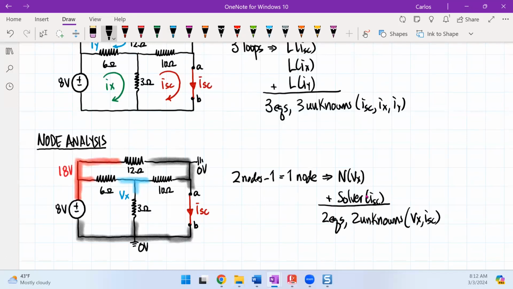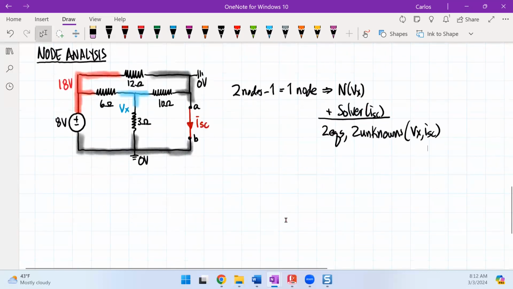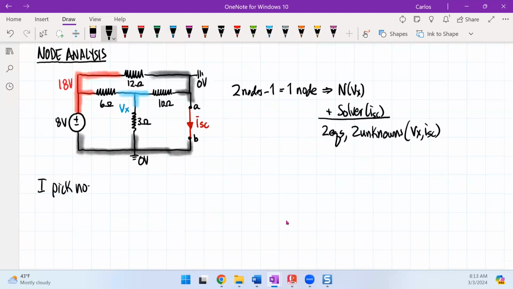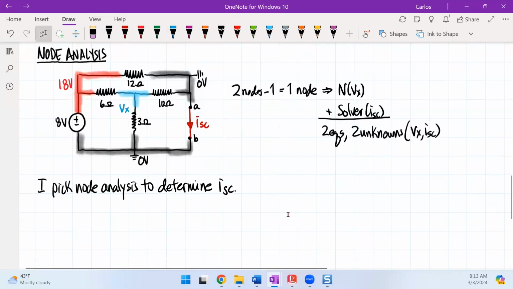So what am I going to do? I'm going to do node, since most of you already picked loop. So let's do that. So I pick node analysis to determine I short circuit. So let's write it out.